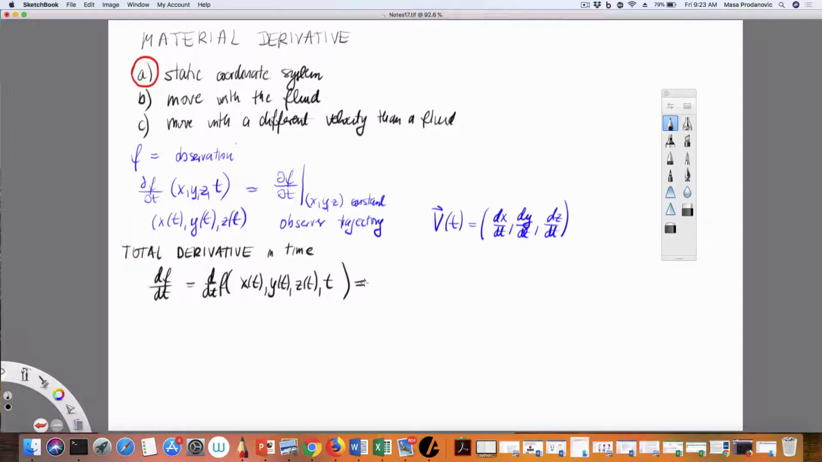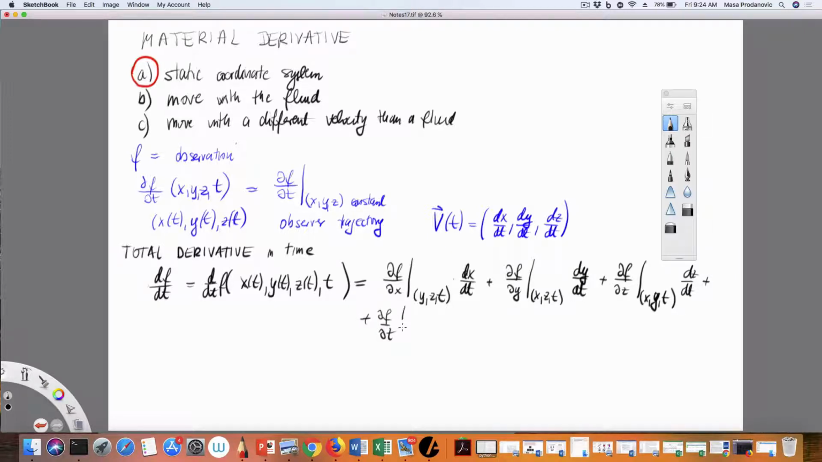Have we gotten to this part in Kami's class, chain rule? If not, you've had it somewhere in your calculus 1, calculus 2. So this is a partial derivative of f with respect to x, keeping y, z, t constant, times dx dt. Plus I repeat the same for the y coordinate, keeping x, z, t constant, times dy dt, plus partial f partial z, keeping x, y, t constant, times dz dt. And then finally partial f partial t while keeping x, y, z constant.